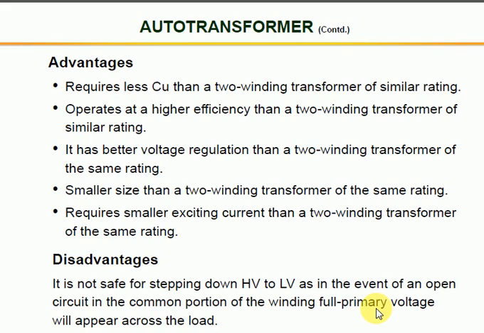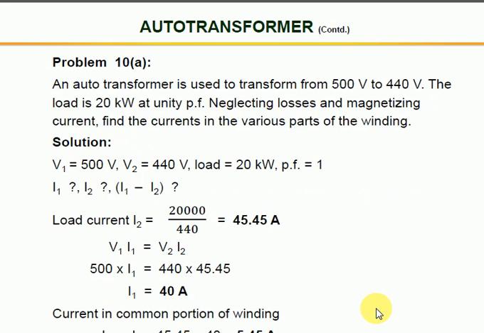And what are the disadvantages? It is not safe for stepping down high voltage to low voltage, as in the event of an open circuit in the common portion of the winding, the full primary voltage will appear across the load. Because of the direct connection, it is not safe for stepping high voltage to low voltage, because it can give some problems.